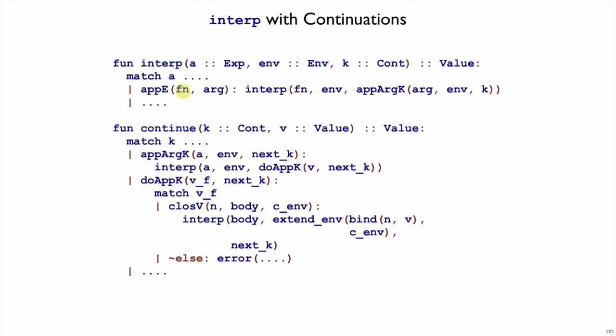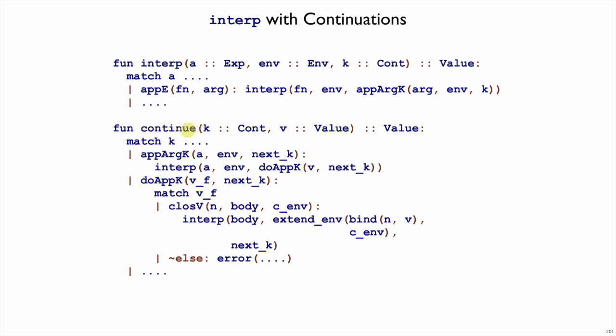On the other hand, in the case of application, we used to have several steps. We would evaluate the function, then we would evaluate the argument, then we would actually perform the function call. So two separate steps similar to plus, but different kinds of step at the end. So now we're going to start interpreting the function expression, remembering that after that we need to interpret the argument expression and then actually perform the application. So I remember the argument expression and environment and whatever we're supposed to do with the result of the function call, which is represented by k.